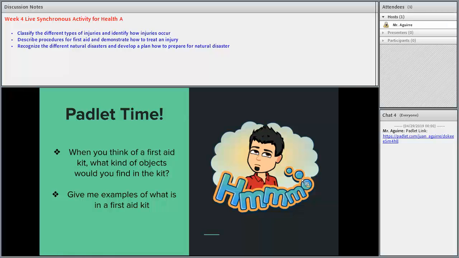Remember, click on the circle on the bottom right corner, the one with the plus sign, and you'll see a pencil. Once you click that, go ahead and click on the white box on the bottom and start posting your answer. When you think of the first aid kit, what kind of objects would you find in the kit?